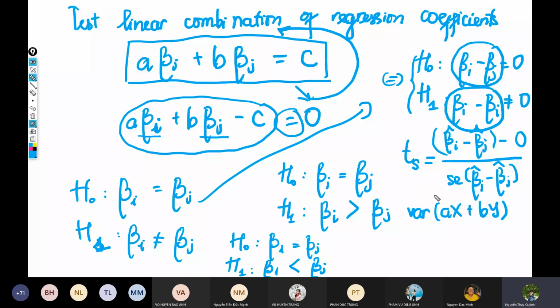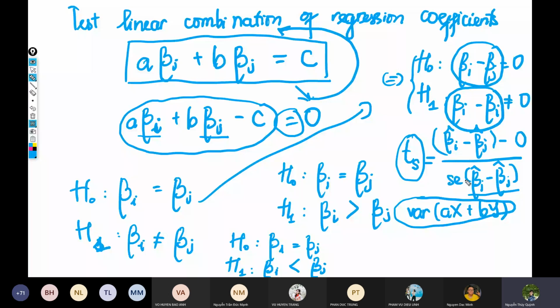Use this formula, the variance of aX plus bY, to calculate the variance of beta 3 hat minus beta 4 hat. Then just plug in the numbers and you will get the observed value of t for this test. And then you just have to find the critical value of t and find the rejection zone, and make the conclusions. All right.